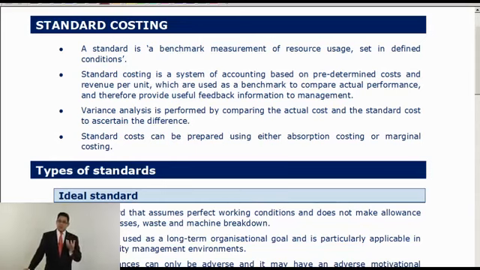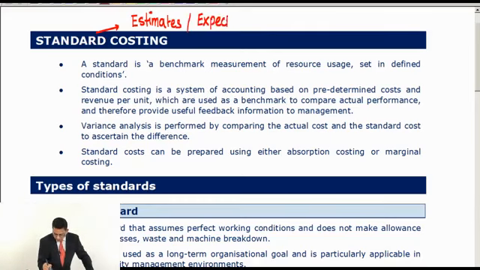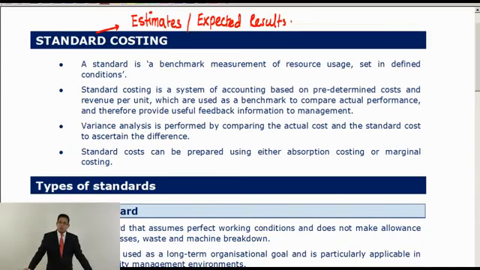Whereas standard costing system is a parallel system to the traditional accounting systems, which records estimates, which records expectations or expected results. So standard costing system does not record the actual information to start with. It records standard, estimated or expected results into the accounting system. Okay, so this is the idea behind standard costing. Now let's understand a few bits and pieces.